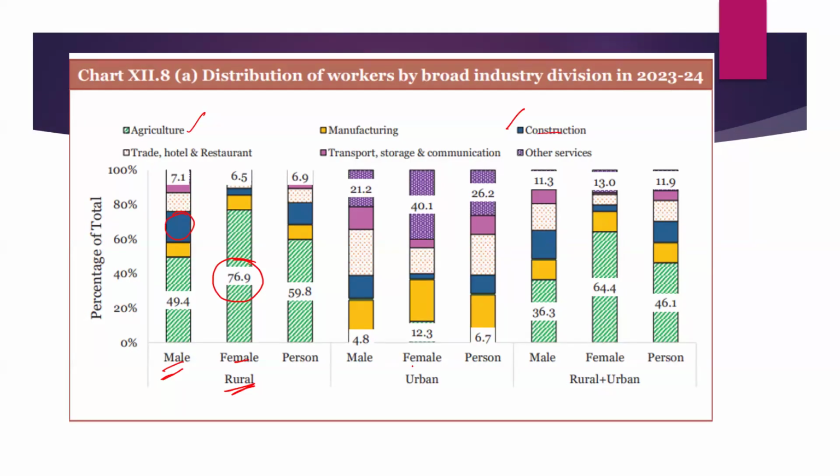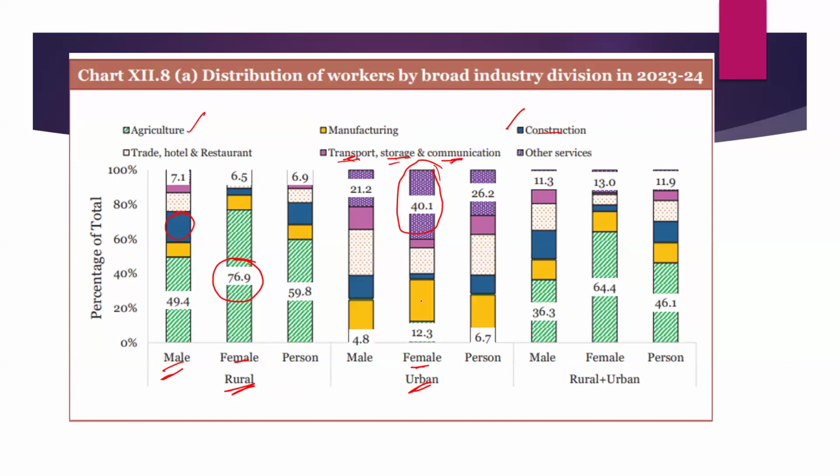But when we observe their urban counterparts, what do we observe here? In urban counterparts, the females are focused more on what? Transport, storage, and communication. Now, this is something that you will not be able to guess. Generally, we assume it may be in trade, hotel, or restaurant where female workers will be much more in number. But the sector where more female workers are participating is transport, storage, and communication. Remember this aspect.